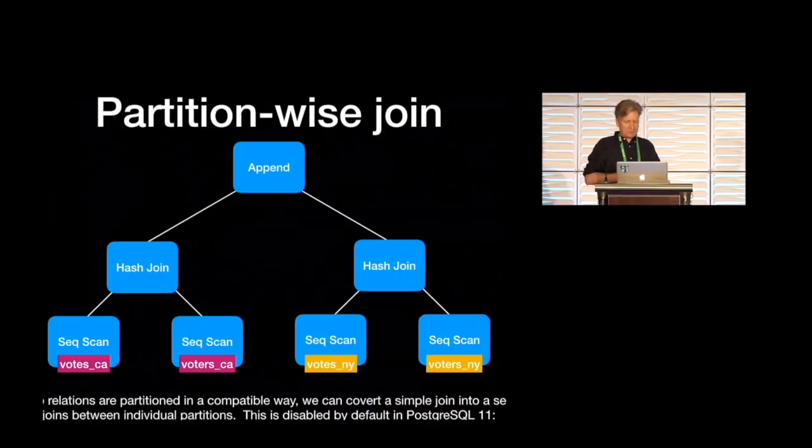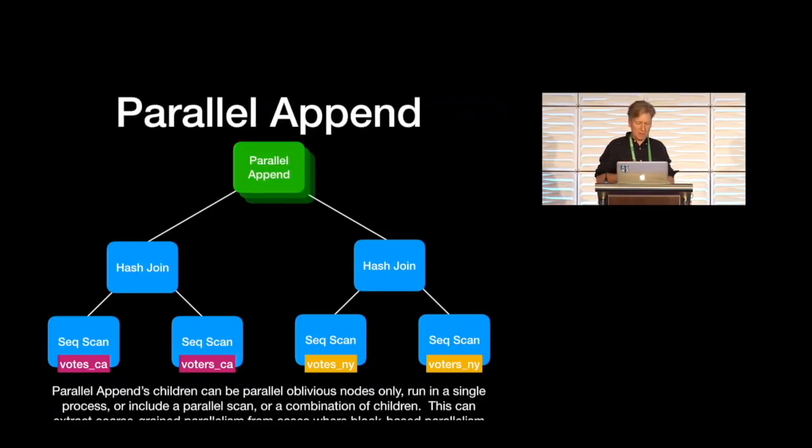Okay, and finally we have this new feature in Postgres 11, partition-wise joins, where the planner is aware of the fact that two sides of a join both have matching partition schemes, and it can convert the join into a whole lot of separate joins and then append them, which concatenates the results, right? In this case, I've got California voters and New York voters in separate partitions, and it's realized that the votes table and the voters table have matching state-based partitioning.